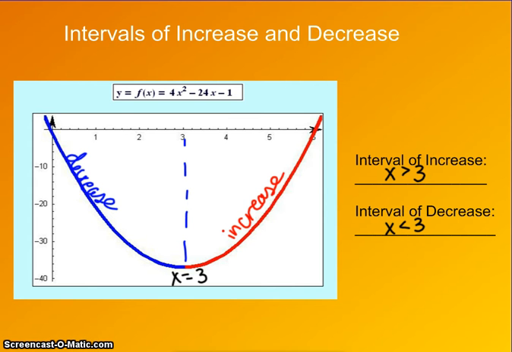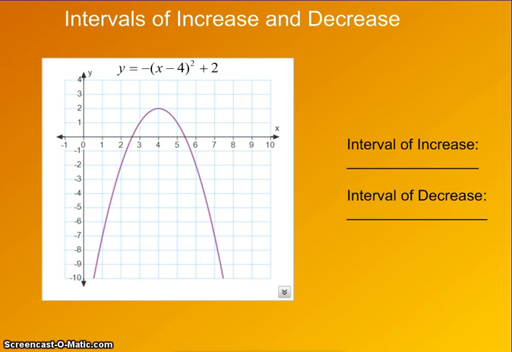Now, I'm going to throw you a curveball. This is actually a negative quadratic, meaning it faces down. Take a look. We still have an axis of symmetry. And this axis of symmetry is at x equals 4. So let's go ahead and color this one side blue and one side red.